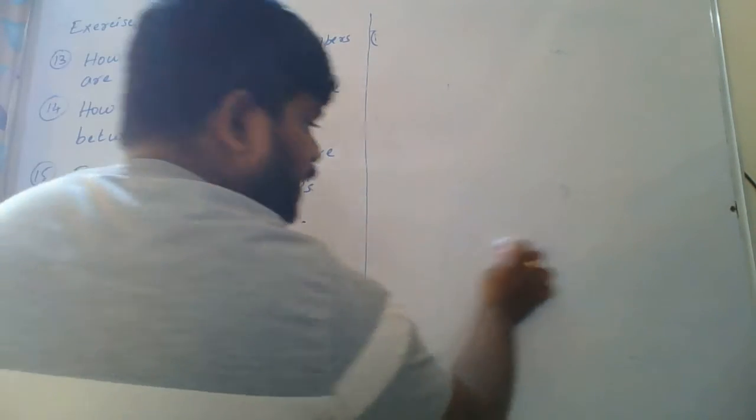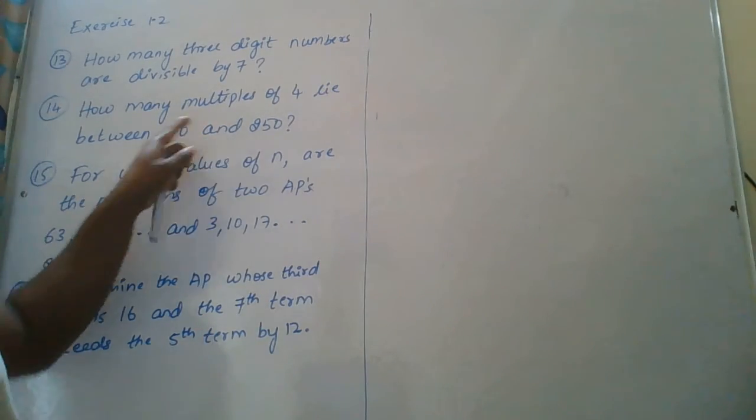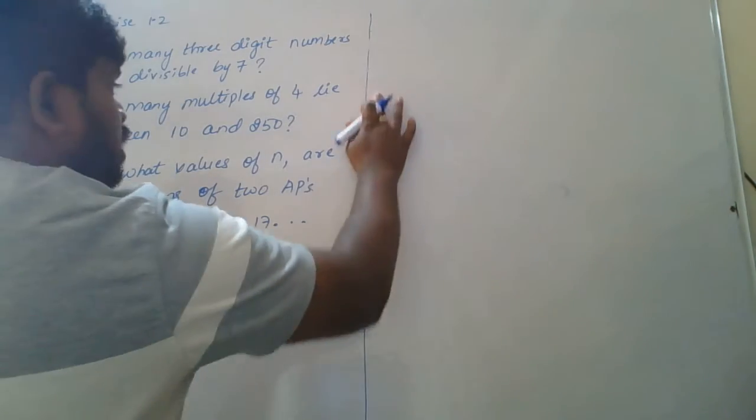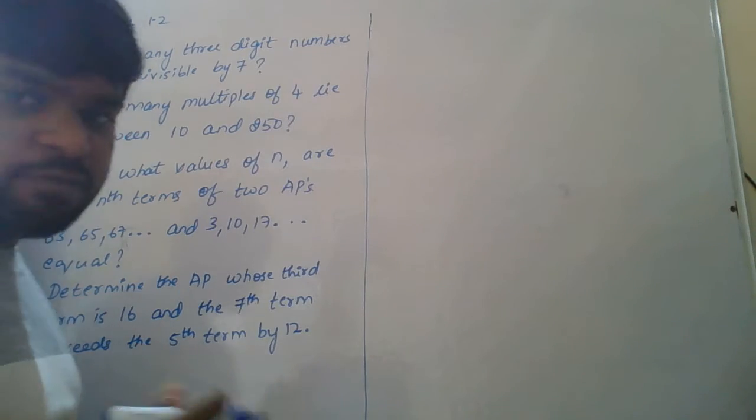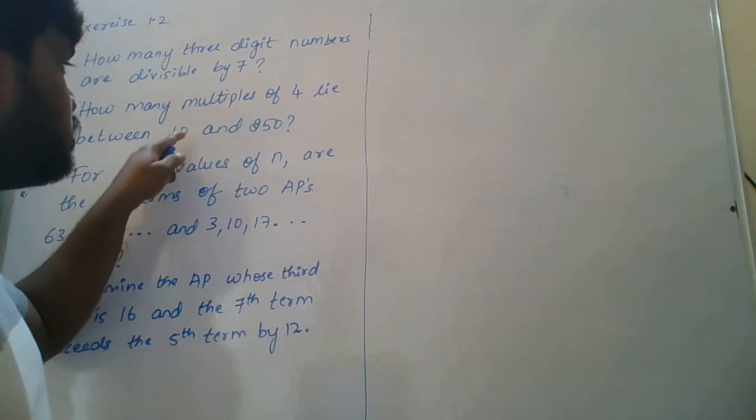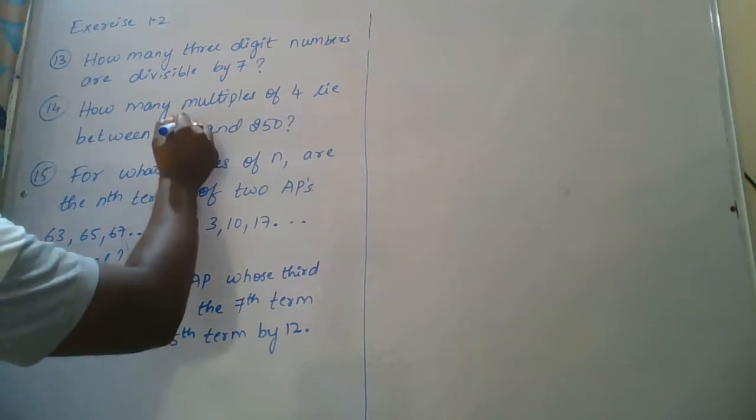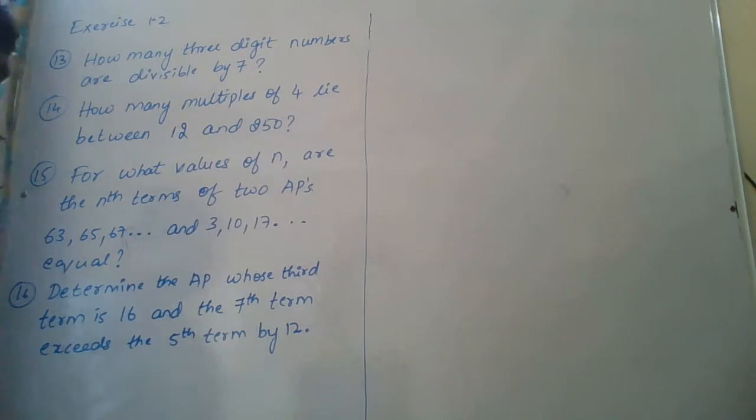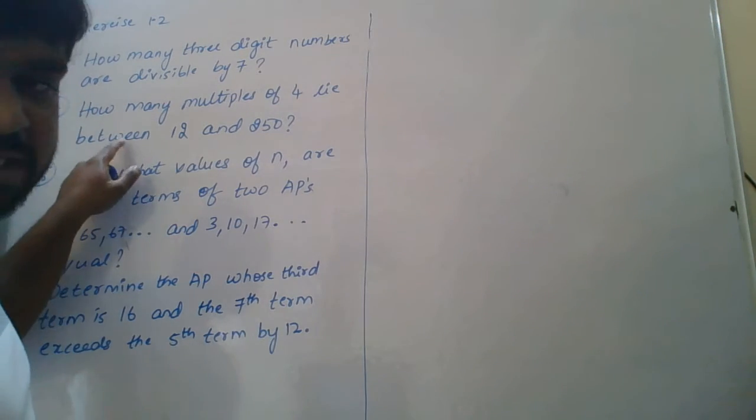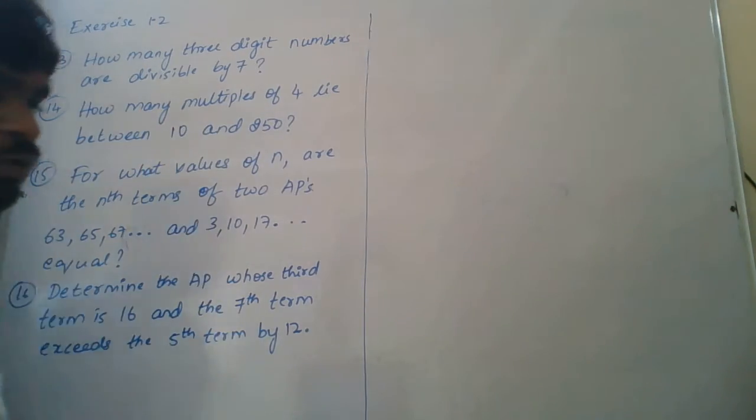Whenever we use the word between, remember you should not use these numbers 10 and 250. Whatever numbers you take, it should be between them. For example, if this was 12, we know 12 is divisible by 4, but we should not take it because the question is between 12 and 250. Now the question is between 10 and 250.